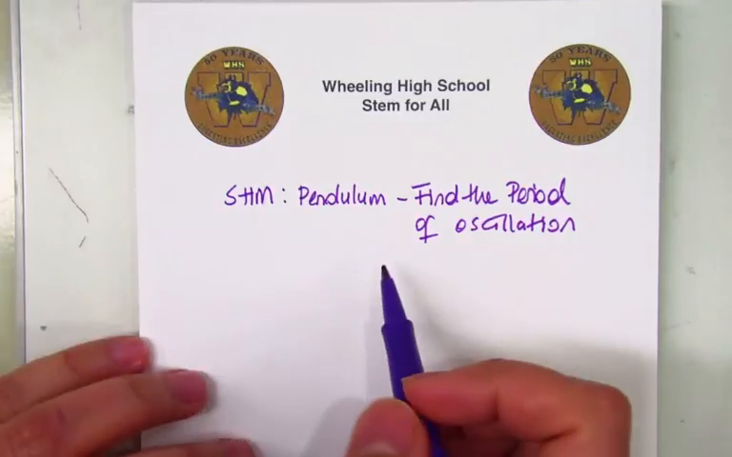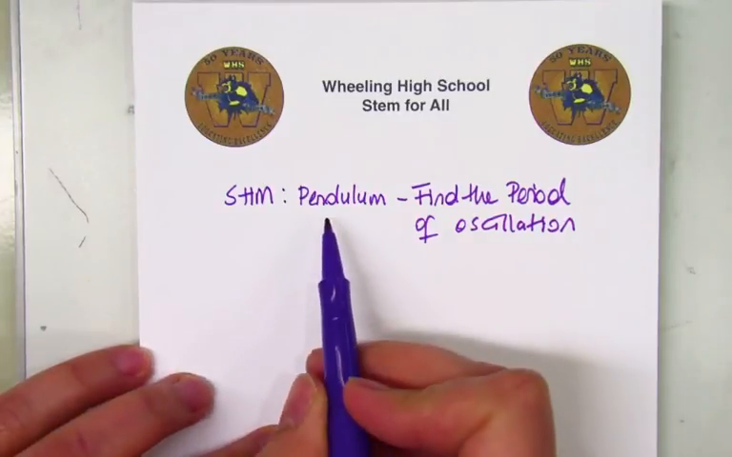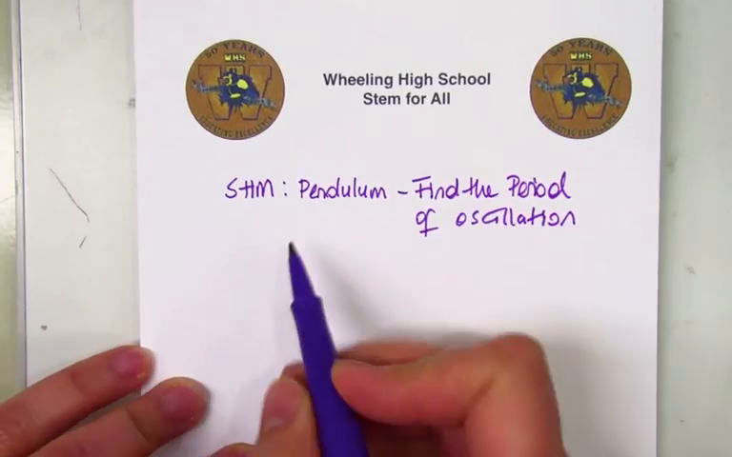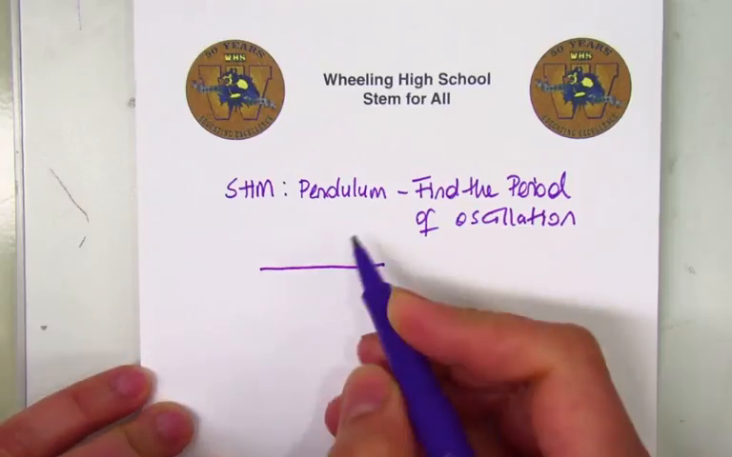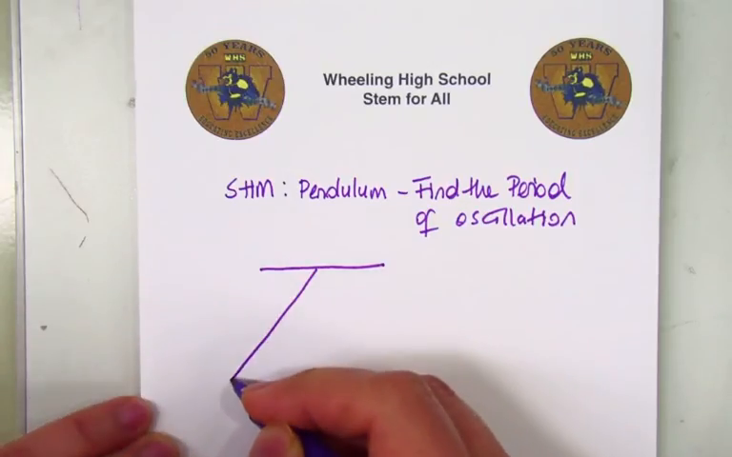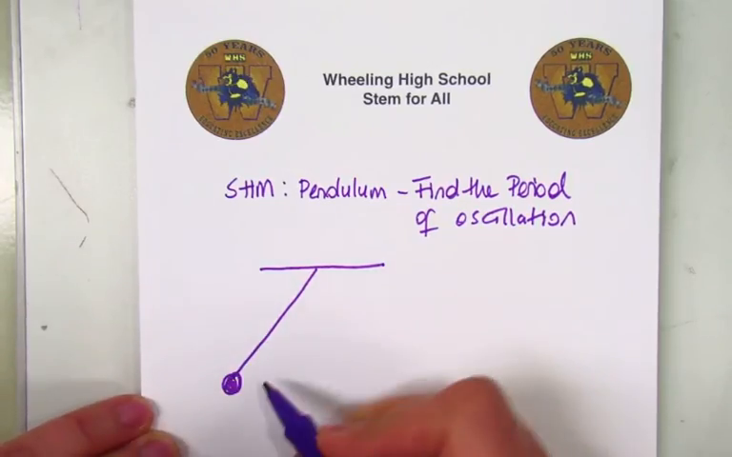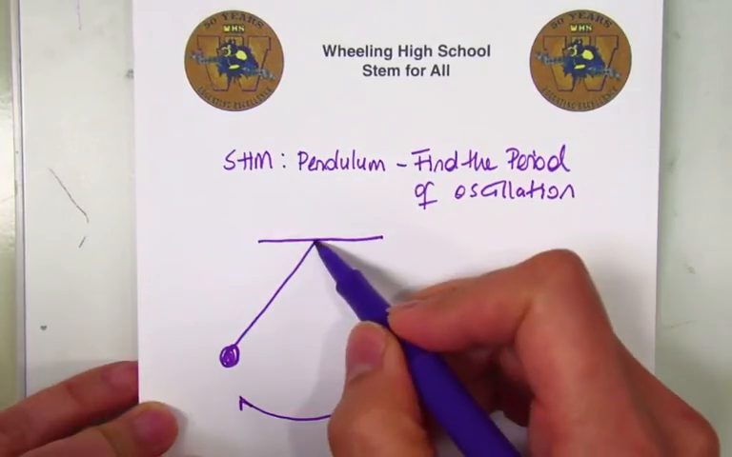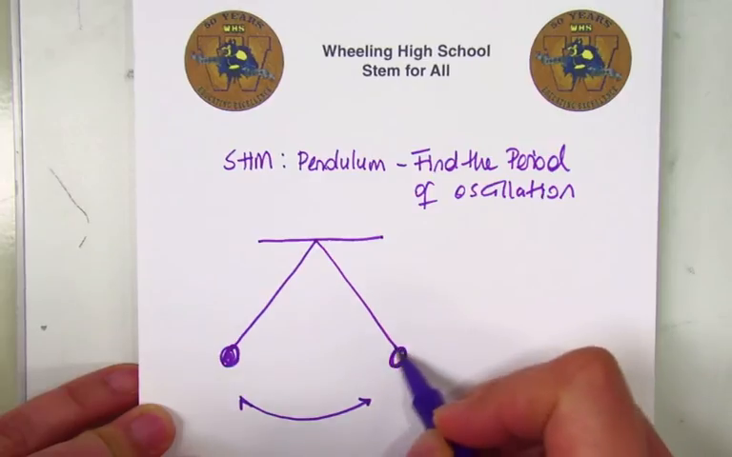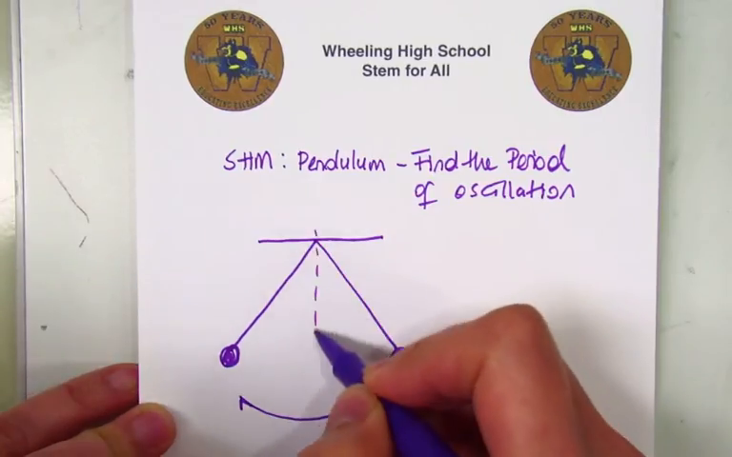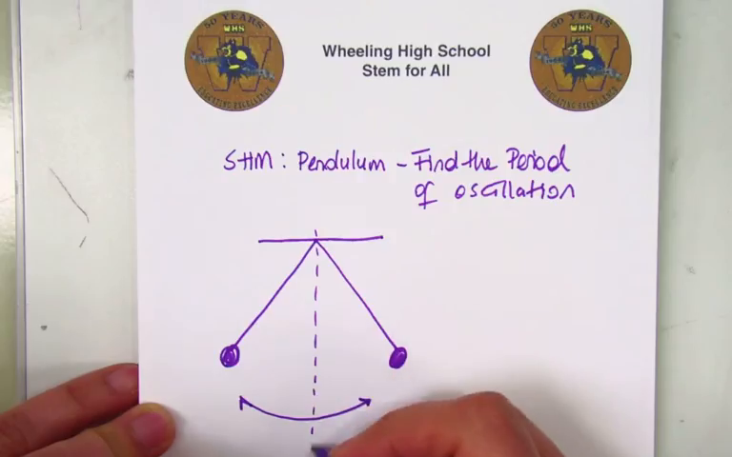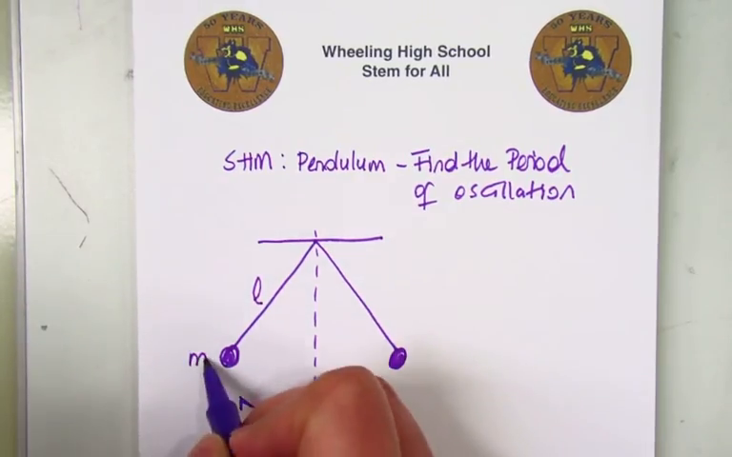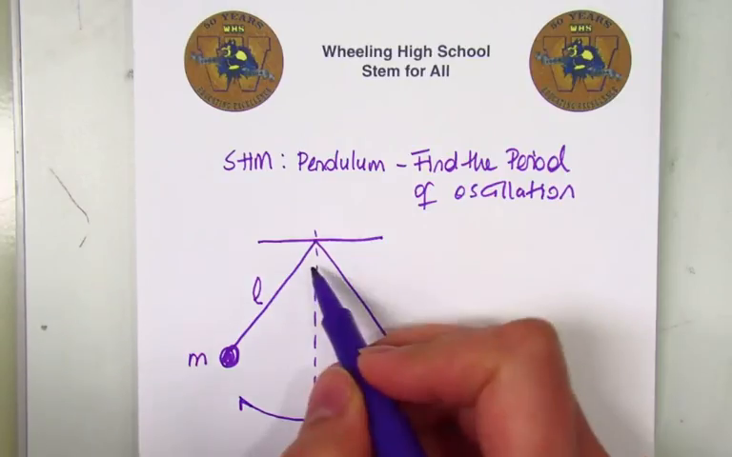Hi, this is a video for simple harmonic motion pendulum, and I'm going to show you how to find the period of oscillation. A pendulum is a string and a mass attached to it, and it goes back and forth from one side to the other. The center is the equilibrium. If the length of the string is L, mass is M, and then it just goes back and forth.